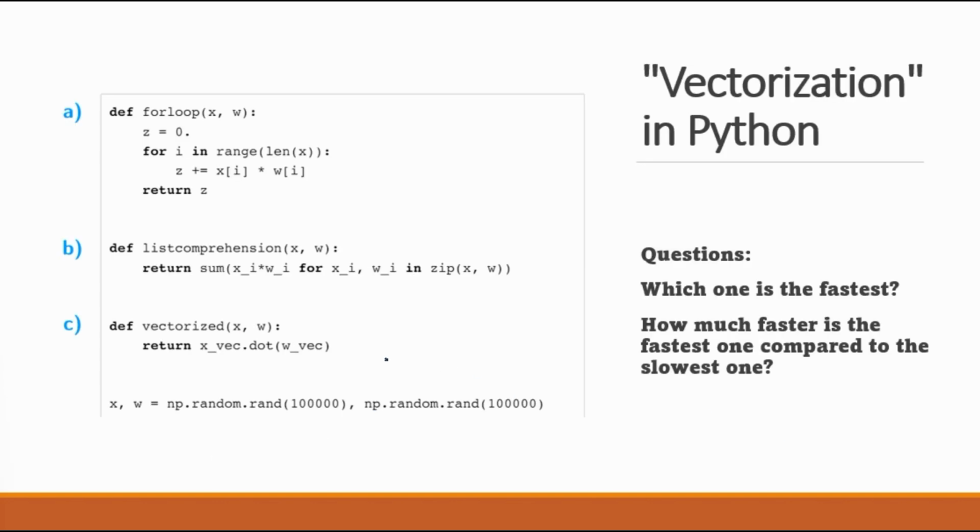Now here are all the three options for computing the net input listed. So my question to you now is, for large vectors, which one is the fastest? So you have to guess how fast these implementations are, and then on the next slide I will show you the results. And you're also very welcome to try this on your computer, for example.